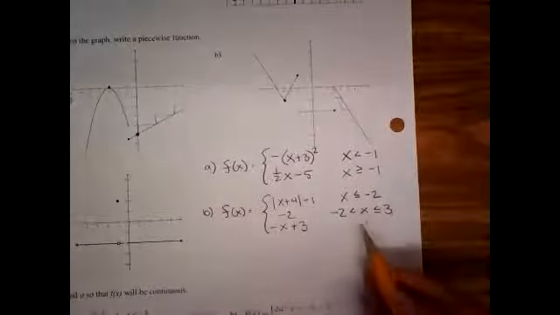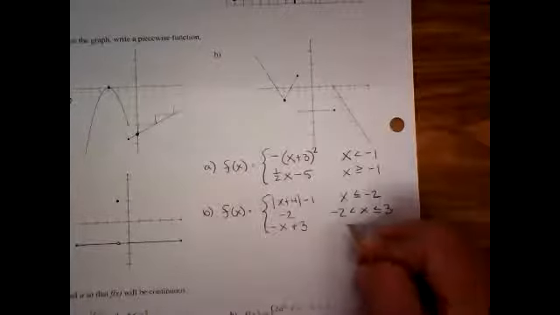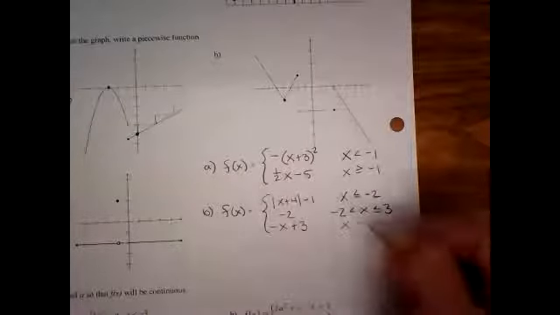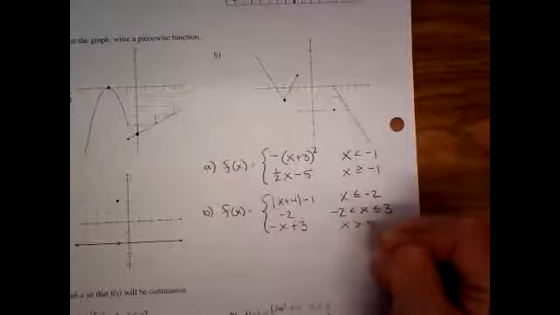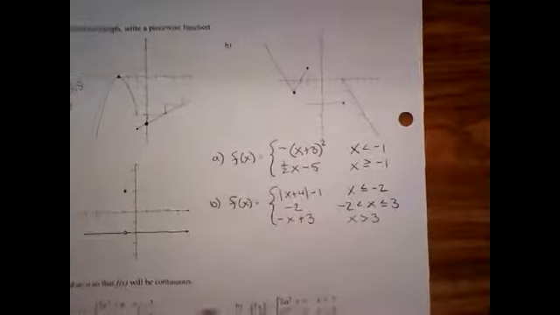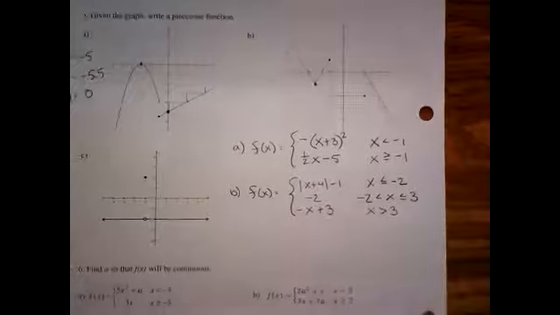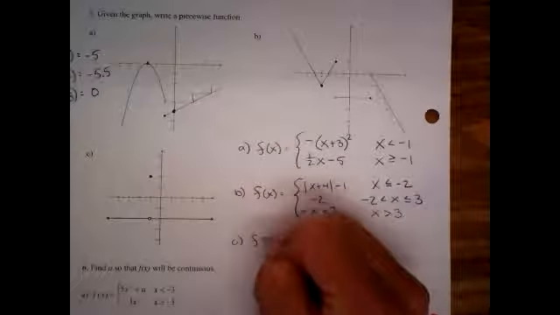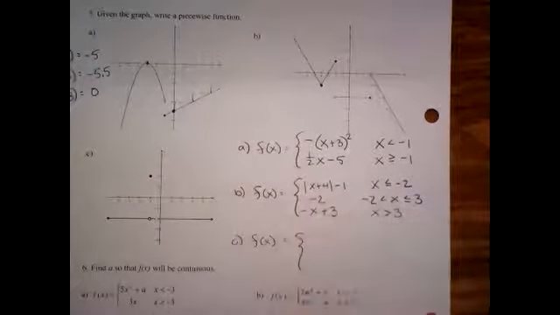So -x plus 3, and then domain for that one, we'll put x is what? Good, x is greater than 3. And then letter C. F of x equals swirly bracket.